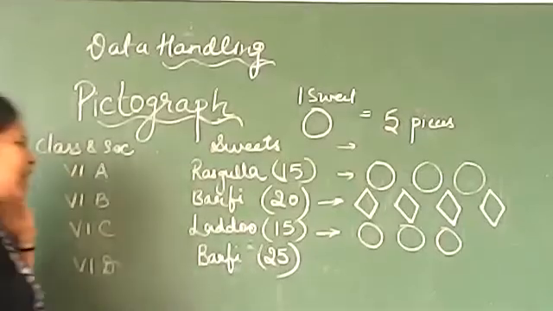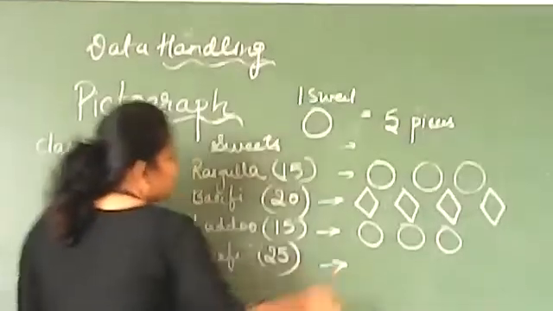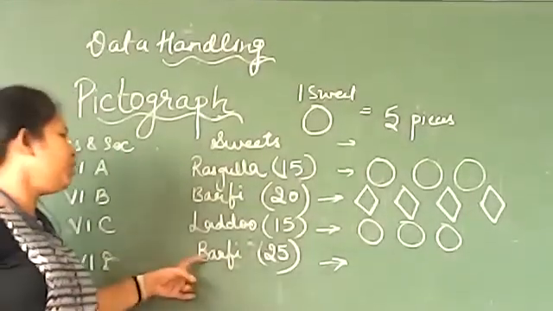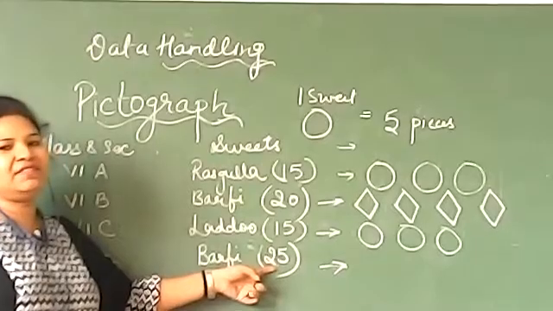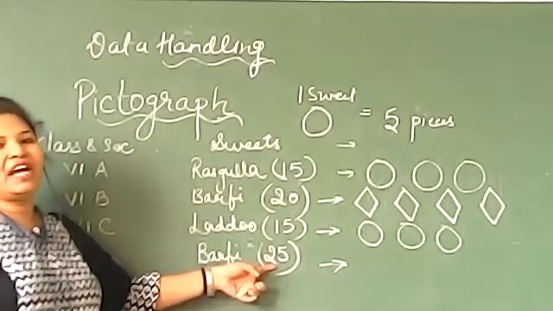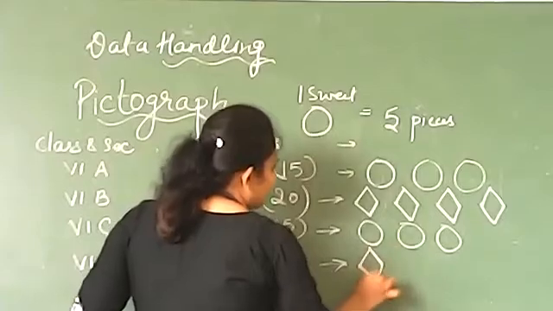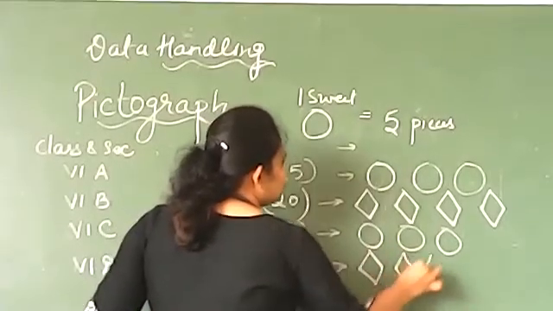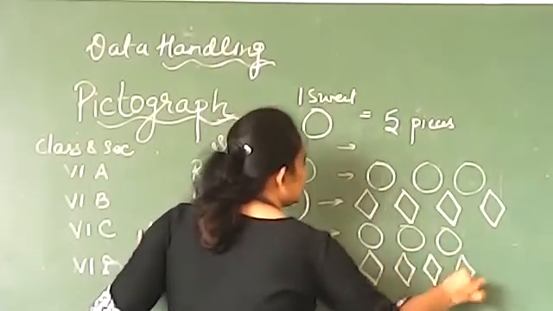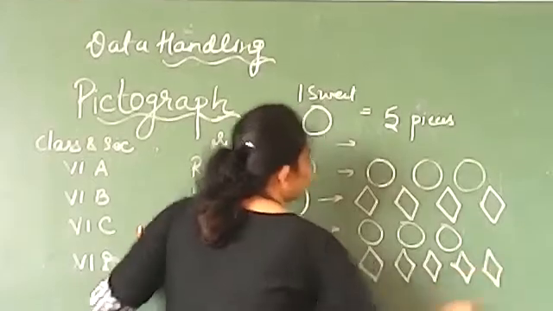Now move on to the last one, barfi. So in barfi, what will we do now? You can see barfi, we want 25 this time. So 25 means 5 5s are 25. So you can have now 1, 2, 3, 4, and 5.